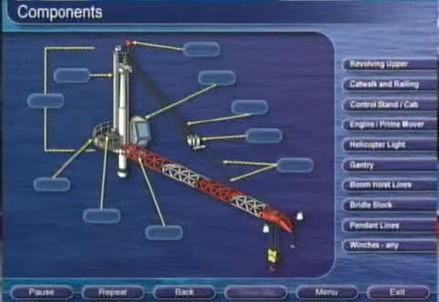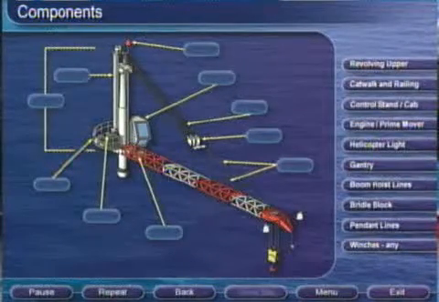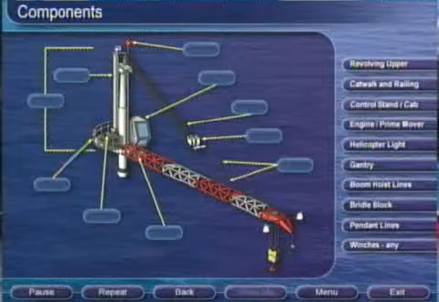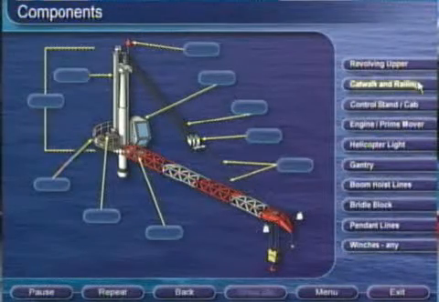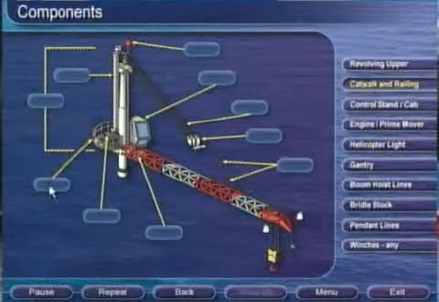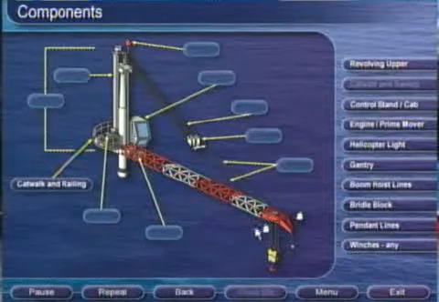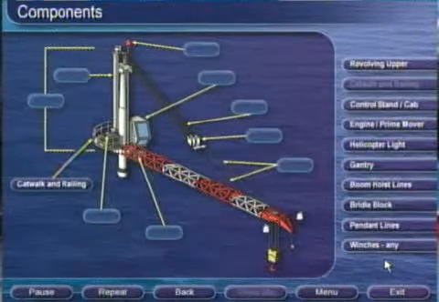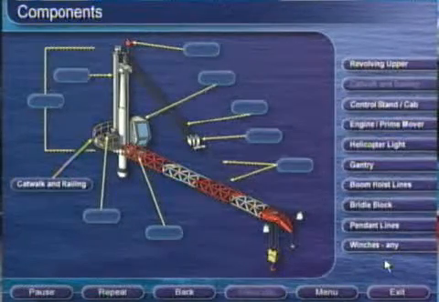On the screen is a list of crane components. Click once on the name of a component, then a second time on the blank box next to the component in the correct location. The catwalk and railing surround the revolving upper and provide access to the crane and cab.